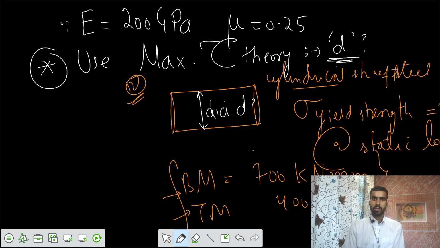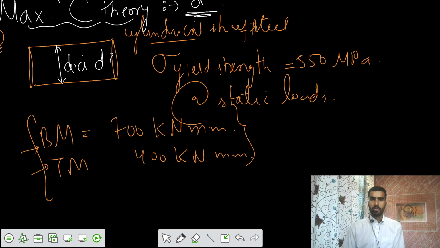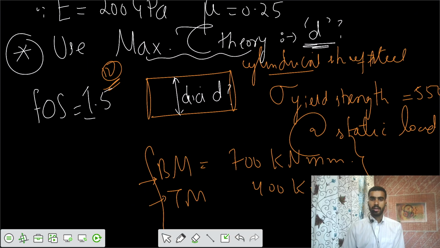To get the diameter D, you have to use maximum shear stress theory, and you also have to use the corresponding factor of safety equal to 1.5. So you have to use the maximum shear stress theory, and based on these values, you finally have to get the diameter D.